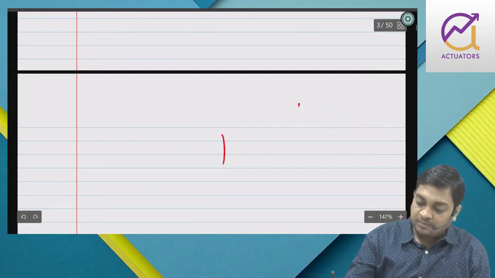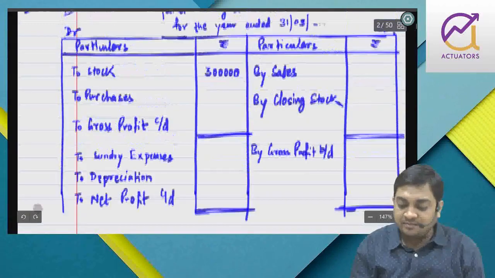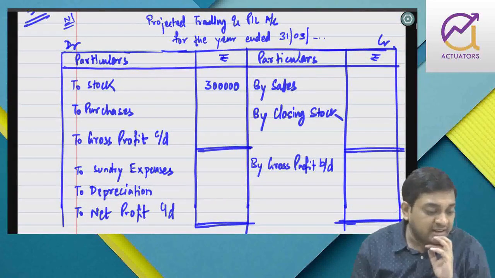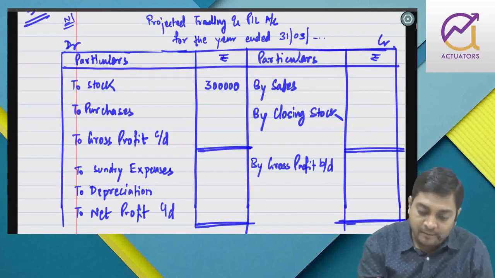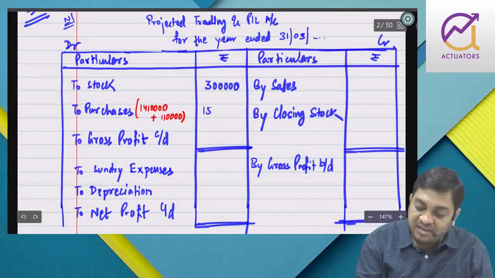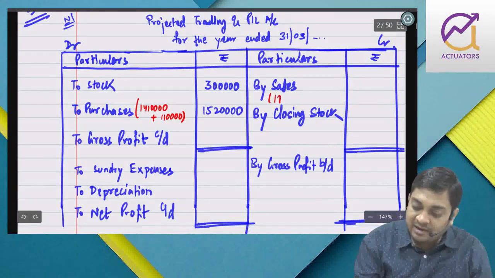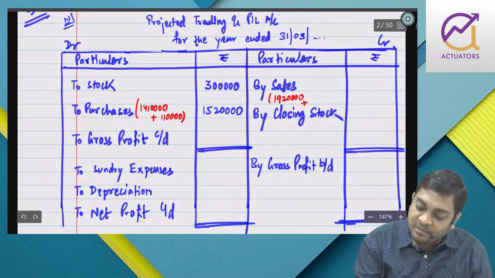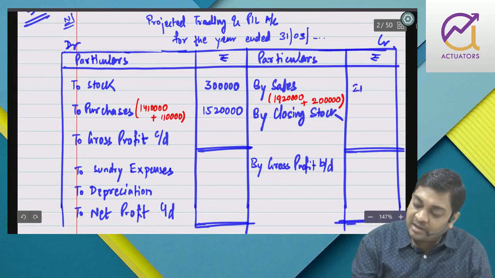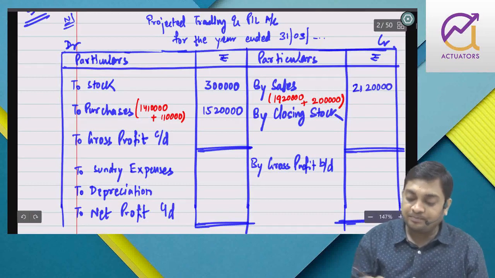Okay. Now, is that fine? In order to complete this, whatever information we have, we will put it, and the remaining we will see later. We know the opening stock that is there in the opening balance sheet. Purchase I know, right? They have given us 14 lakh 10 plus 1 lakh 10, so that comes to 15 lakh 20. Similarly sales also they have given us, it's 19 lakh 20 plus 2 lakh, so that comes to 21 lakh 20, right?